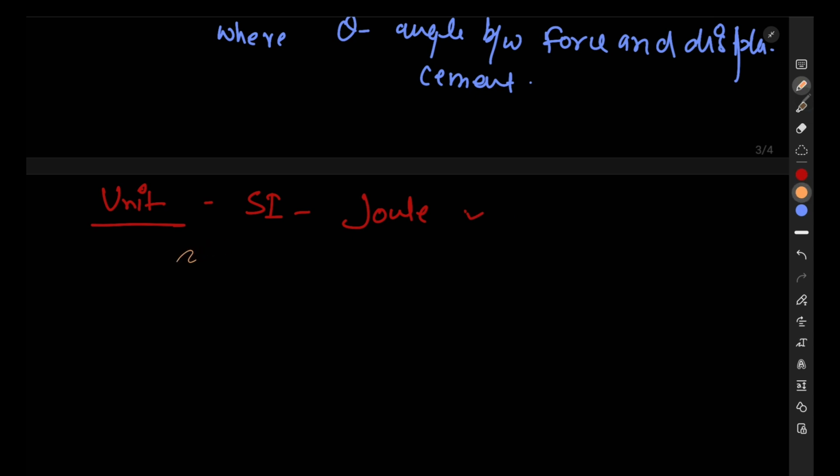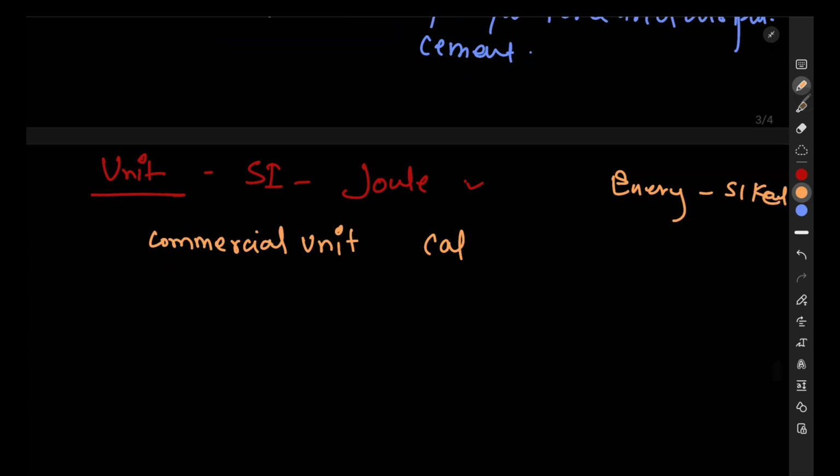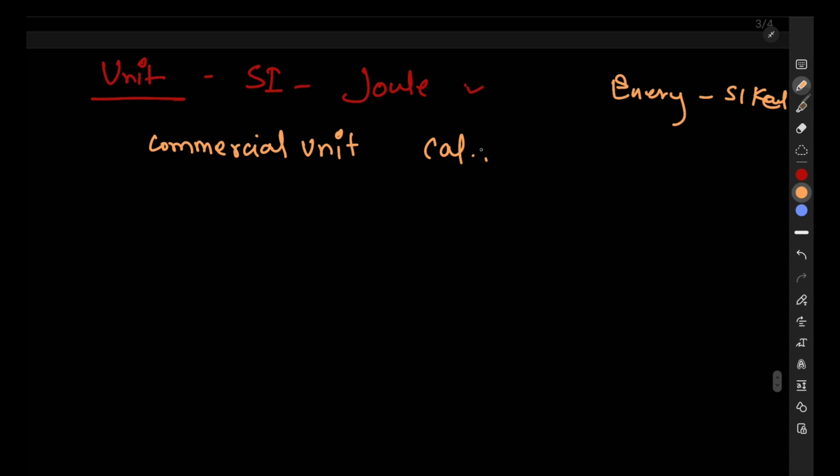Another commercial unit, which is used on packets of, let's suppose, kurkure or crax etc., is the calorie. When you purchase a packet of crax or kurkure from the market, you may have seen a section where it is written as energy, which is 551 kilocalories or calories simply. So it's calorie, and 1 calorie is equal to 4.18, or simply you can write it as 4.20 joule.